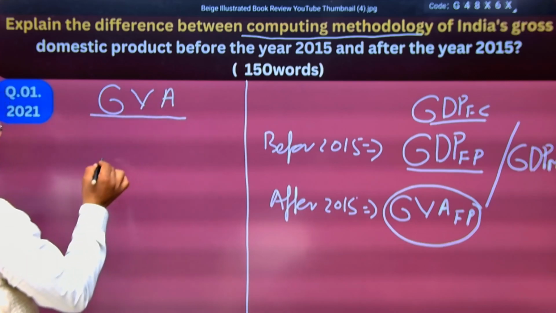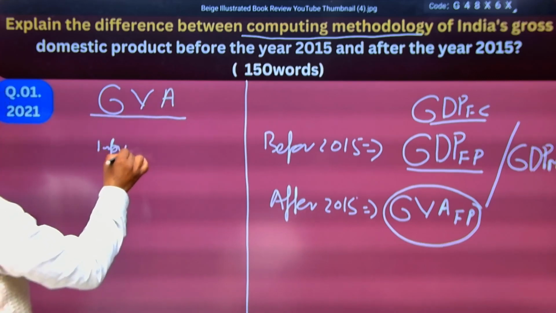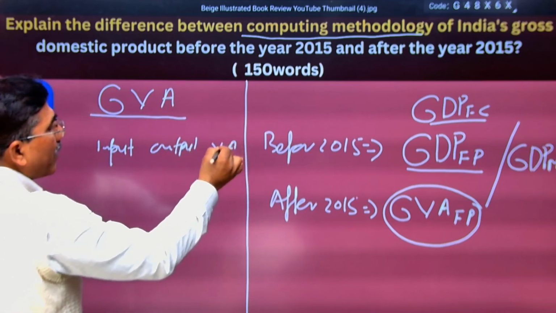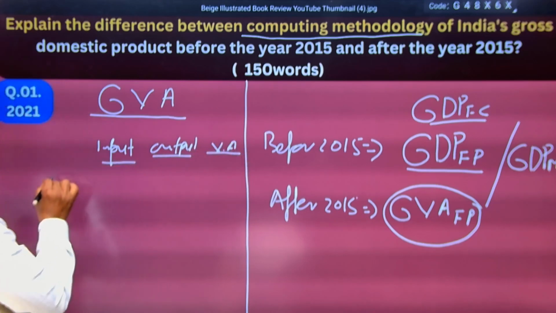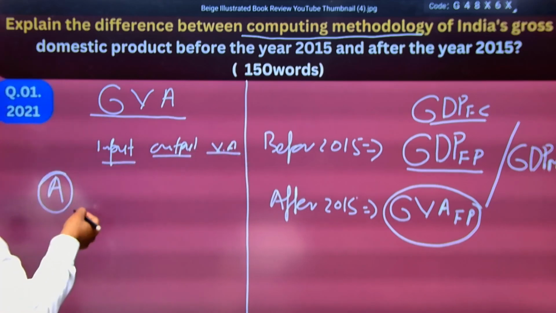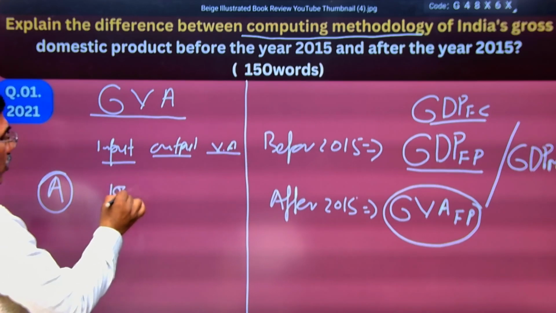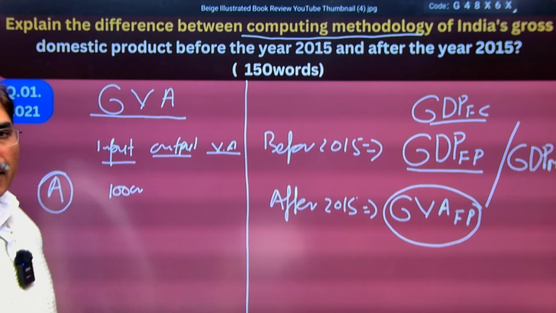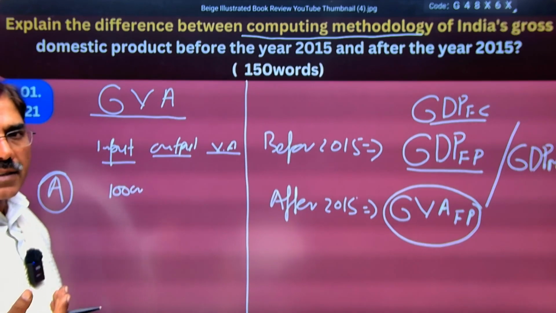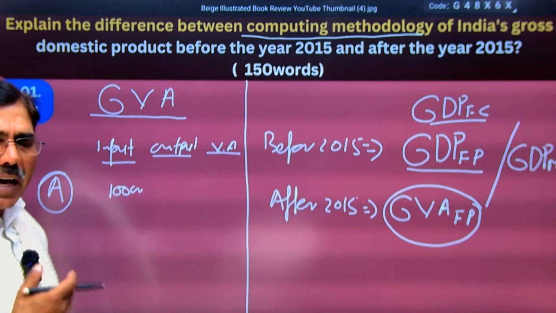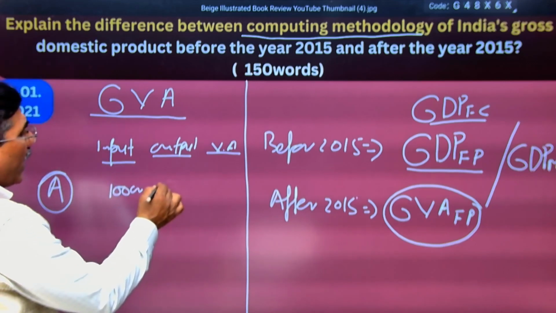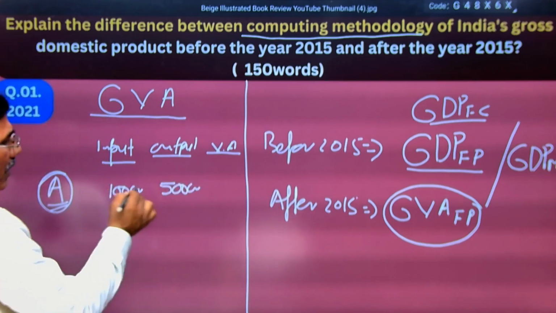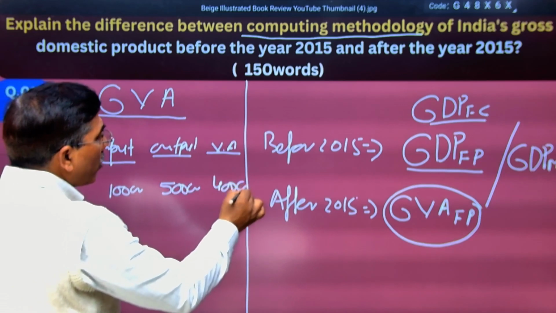Gross value added method. Suppose this is our input, this is our output, and this is value addition. VA means value addition. Take the example of primary activity or the agriculture allied sector. Suppose input cost is 100 crore, meaning fertilizer, seeds, pesticides, technical equipment cost, transportation, everything is included in this input cost. And suppose we are producing 500 crore rupees output, it means value addition by the primary activity is 400 crore rupees.